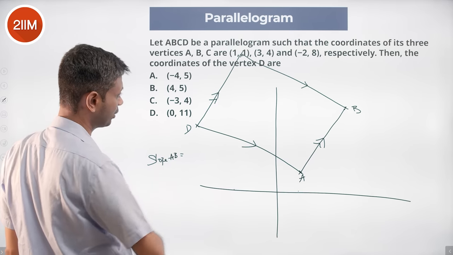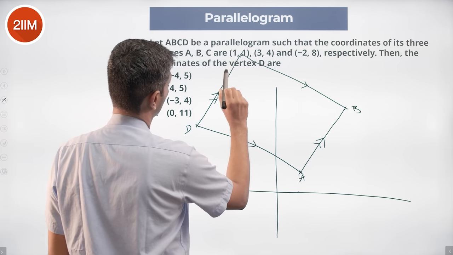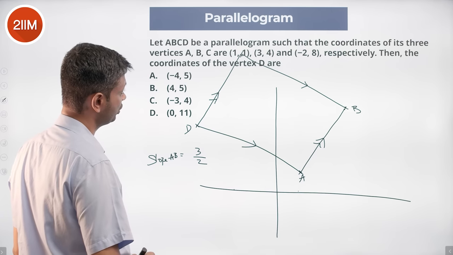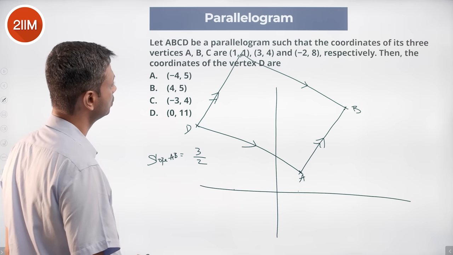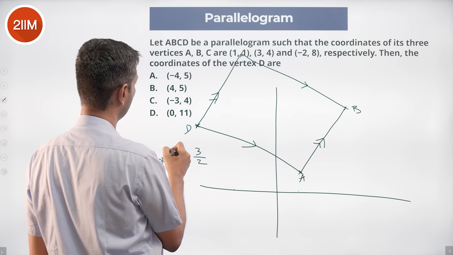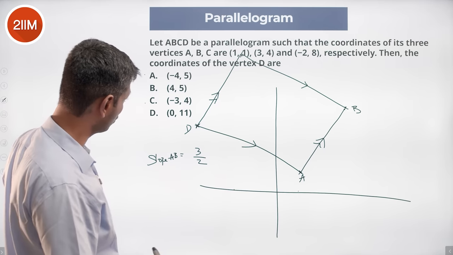Y2 minus Y1 by X2 minus X1. 4 minus 1 by 3 minus 1. This is 3 by 2. CD should be 3 by 2. I'm guessing this is minus 2, should be minus 4 or minus 5, minus 3. One of these two, I'm going for that. I'm plumping for one of those two.